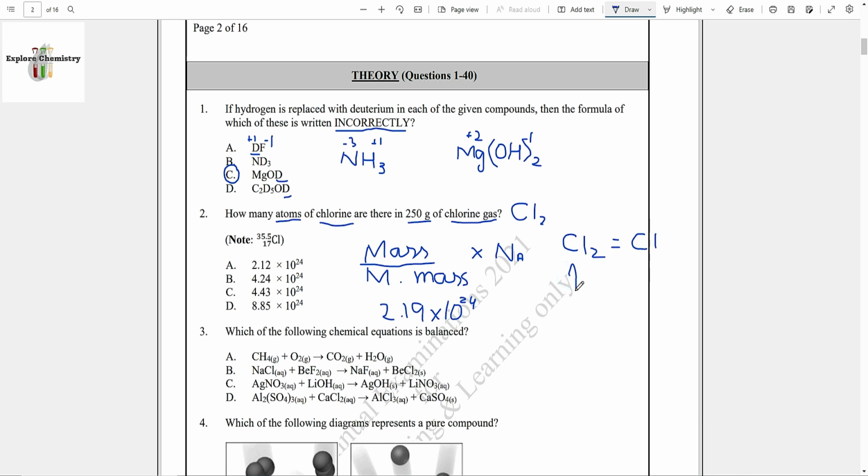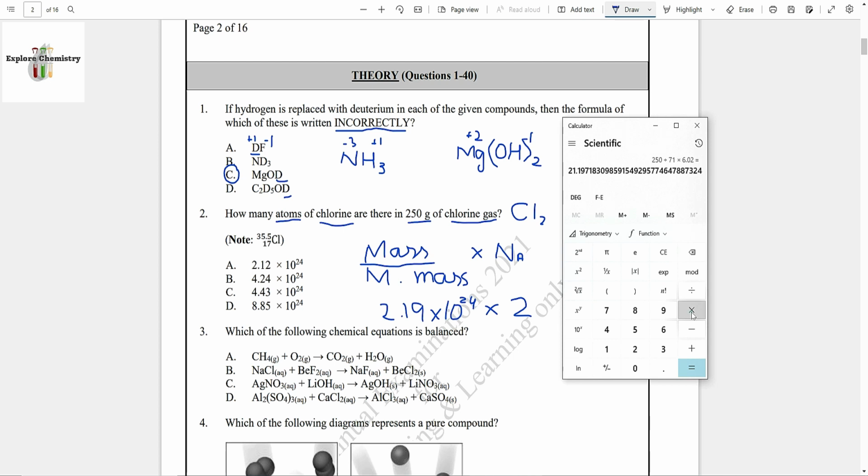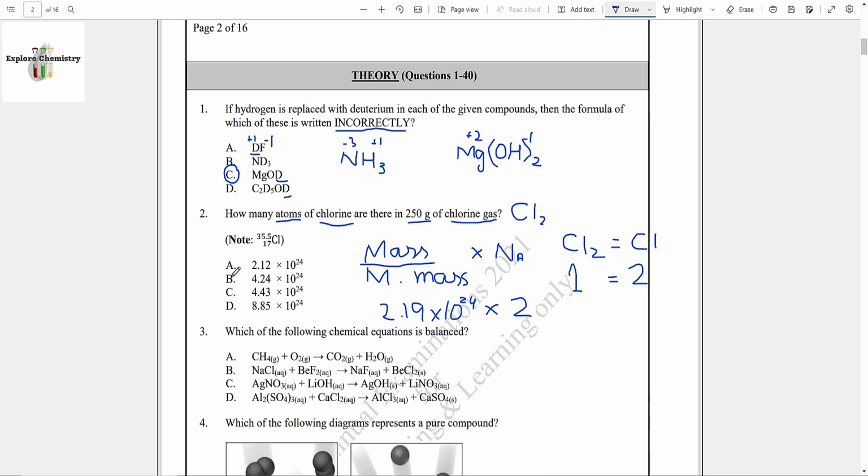If we have one molecule, from one molecule how many atoms of chlorine can we get? 2 atoms. So to find the number of atoms of chlorine, multiply this number with 2. Simply by multiplying this number with 2, we get this answer, 42.39 exponent 23 or 4.24 exponent 24. This will be the correct answer for this MCQ.